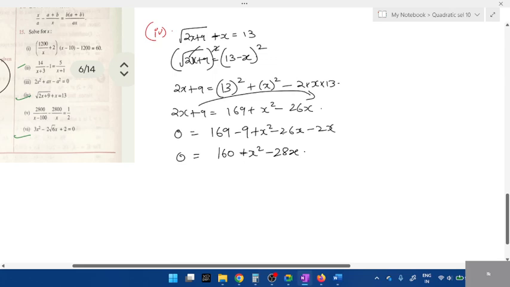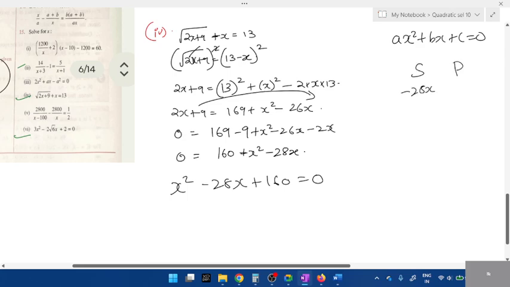which one should I write first according to ax square? Which one should I write first? x square, minus 28x plus 160 is equal to 0. See, now I'll tell you how to solve this. You can take which is sum and which is product. Sum is minus 28 and product is how much? Plus 160. So what are the factors?